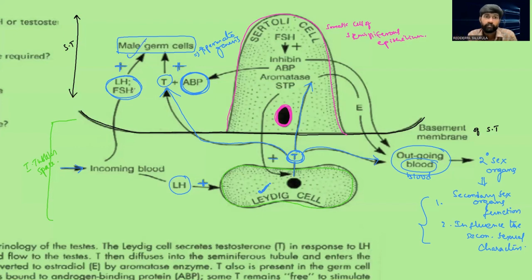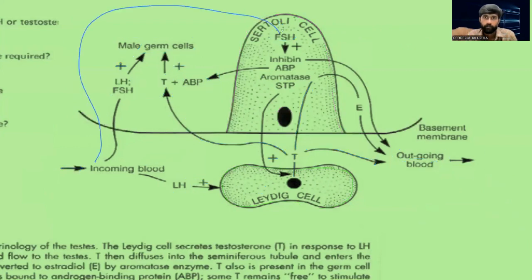Now, what will be the effect of FSH on the Sertoli cells? Here, the FSH comes from the incoming blood and reaches the Sertoli cell. Thus, FSH shows a positive effect on the Sertoli cells. Okay. Now, the Sertoli cells produce inhibin, androgen binding protein, and 5-alpha aromatase.